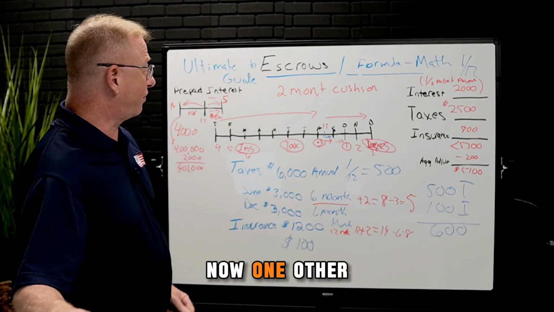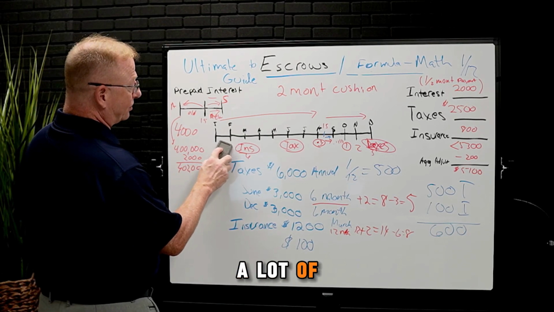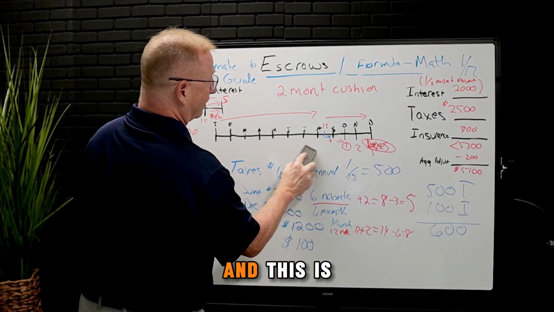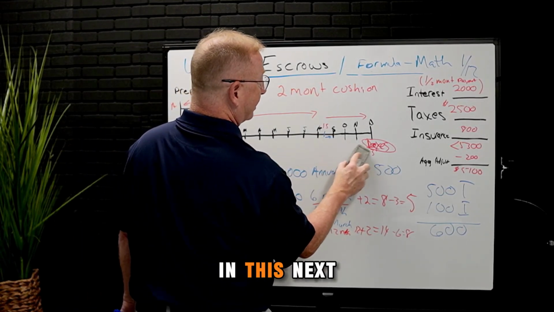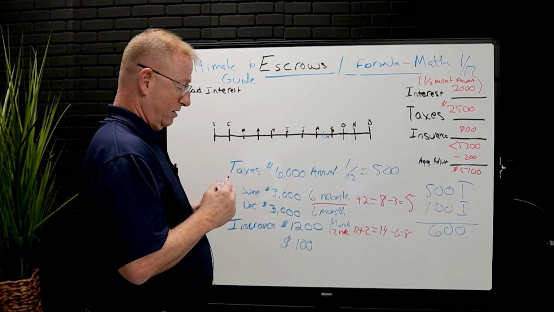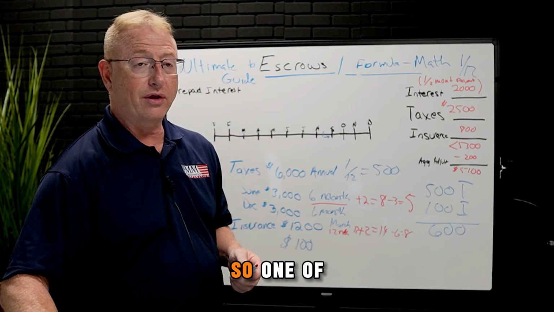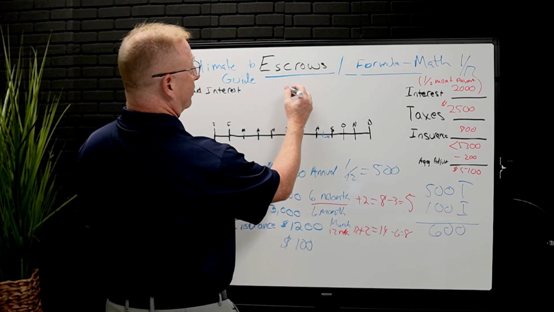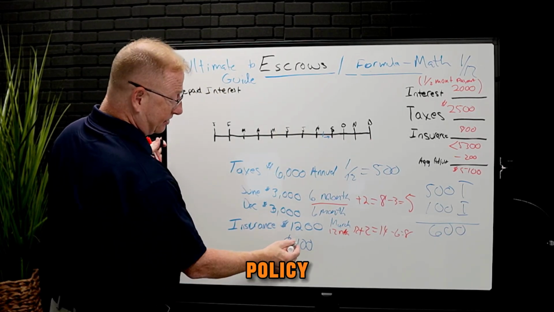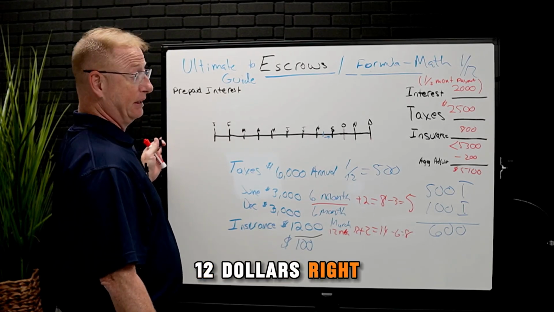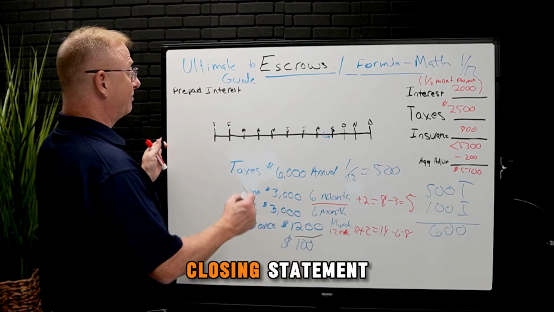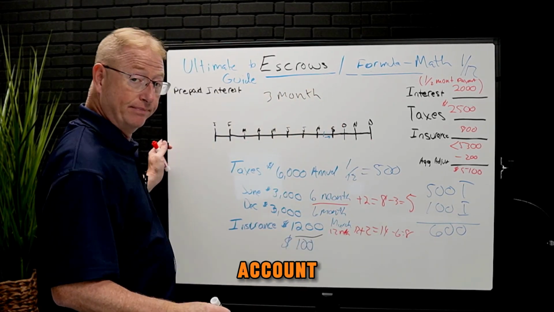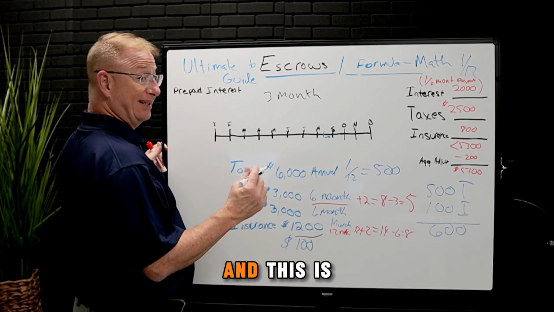Now, one other thing that does happen, and I get a lot of questions on, and this is Loan Officer 101 here, in this next piece. One of the questions I get on purchases is a little bit different. Your insurance policy is an annual policy, and let's say at closing you paid $1,200, right? But when you look on your closing statement, they're going to ask for 3 months additional in the escrow account. I'm going to run through that real fast, and this is a common question.